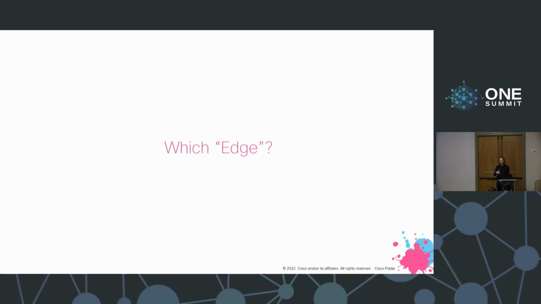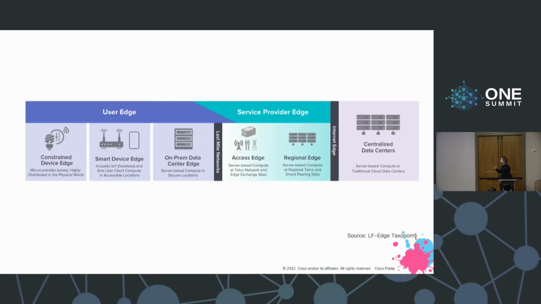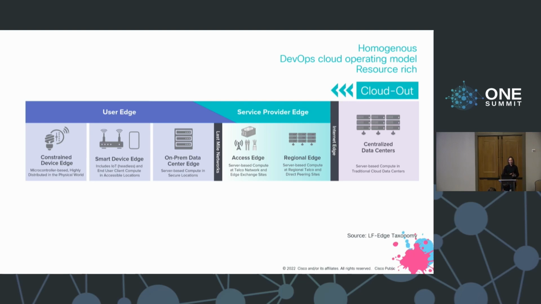So I talked edge. There's many edges, as we all know. The Linux Foundation gave us a great nomenclature for which edges, starting all the way from very constrained devices, so the sensors, all the way to centralized data center and cloud. And if you approach edge, you can approach it from the right-hand side, which is what Gartner calls cloud out, which means you're extending the cloud operating model towards the edge. And that means pretty much you're trying to treat every single edge like a region.